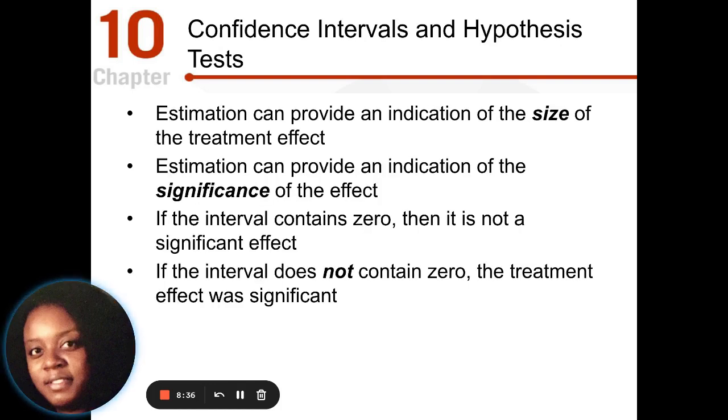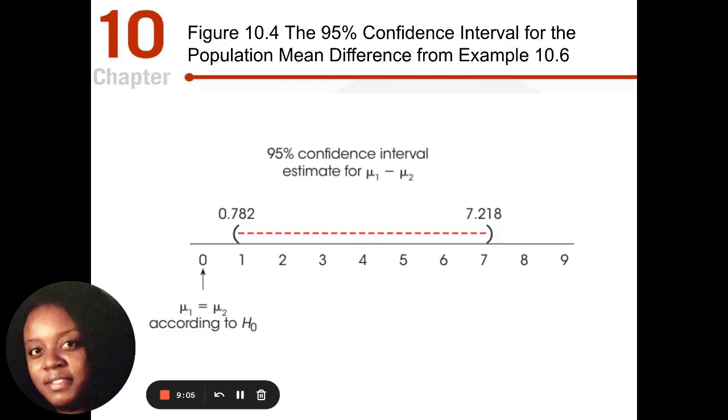We also have confidence intervals in the hypothesis tests. This is when we have an estimation which can provide an indication of the size of the treatment effect. This estimation can also provide an indication of the significance of the effect. If the interval contains 0, then it is not a significant effect. If the interval does not contain 0, then that tells us that the treatment effect was significant. So here's an example from figure 10.4 with a 95% confidence interval for the population mean difference from example 10.6.